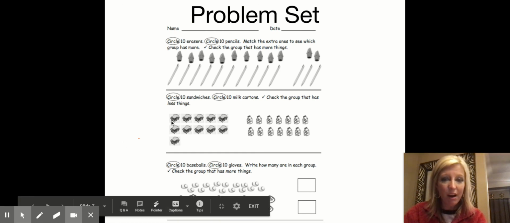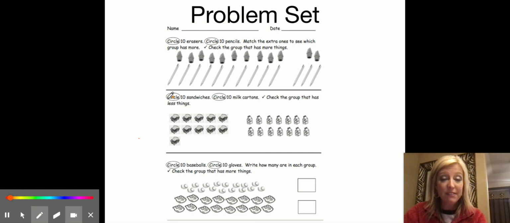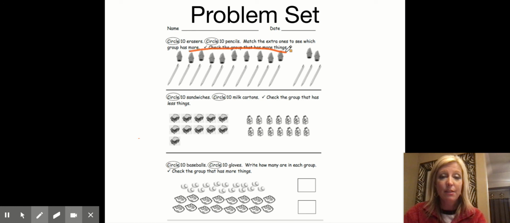Let's look at one of the problems on your problem sets. We're going to make those groups of 10. We want to circle 10 erasers. 1, 2, 3, 4, 5, 6, 7, 8, 9, 10 to make our group of 10. Now let's make a group of 10 down here. 1, 2, 3, 4, 5, 6, 7, 8, 9, 10.